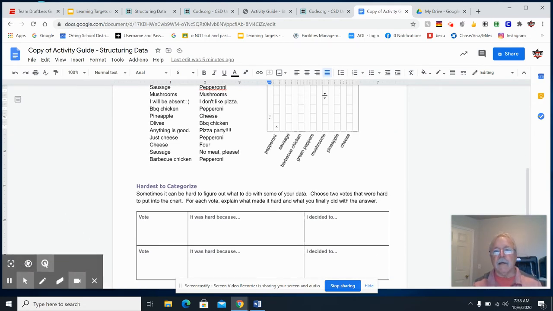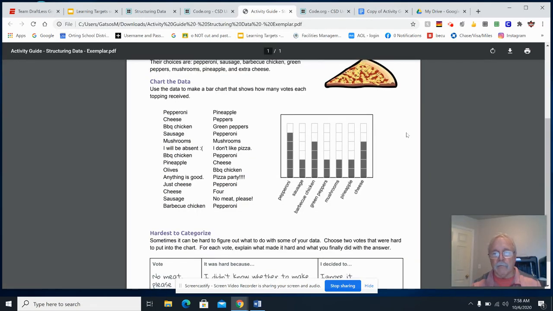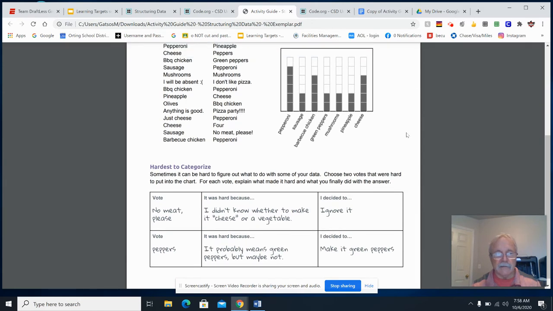Okay, so which one did you have? I just happen to have a couple examples of what were hard and what the answer key was. No meat, please. It was hard because it didn't know whether to make it cheese or vegetarian or vegetable pizza. Okay, I decided to ignore it. That's fine. You can do whatever you want with it. You can ignore it. You can also possibly put something in with no meat. You could have made it a cheese pizza. It's up to you on how you do that survey, how you handle your data.